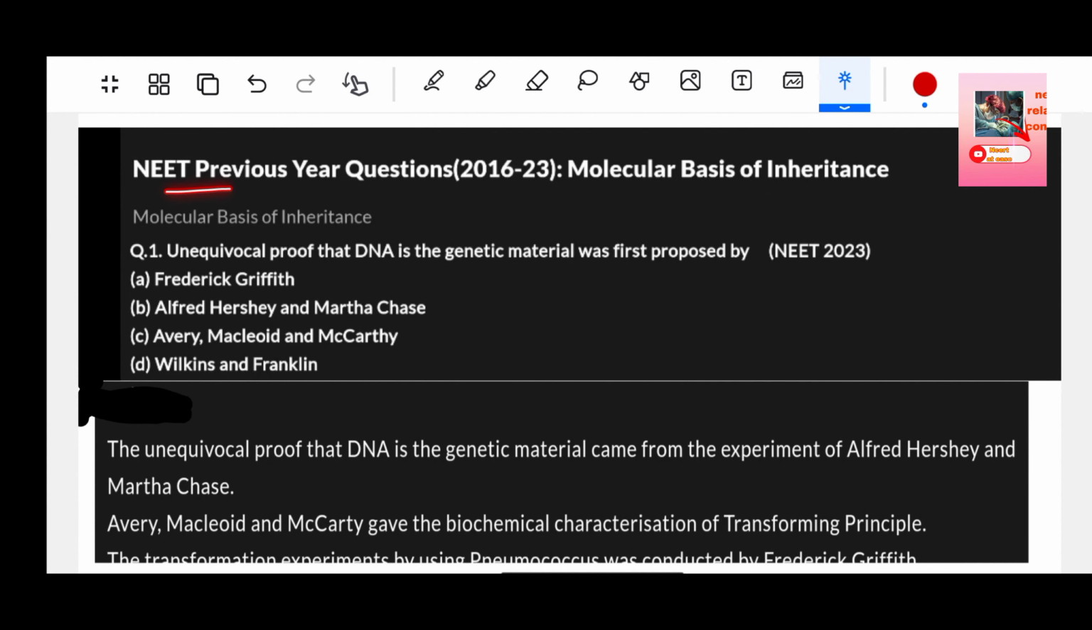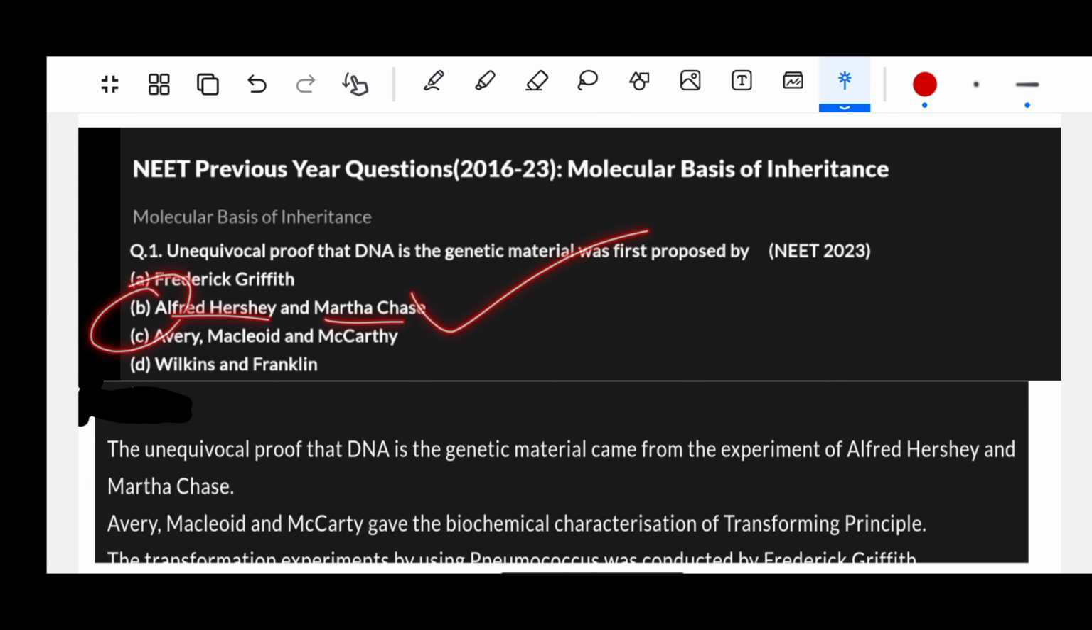Molecular basis of inheritance, previous year questions from 16 to 23. Question 1. Unequivocal proof that DNA is the genetic material was first proposed by. The unequivocal proof that DNA is the genetic material came from the experiment of Alfred Hershey and Martha Chase. So option B, Alfred Hershey and Martha Chase, is the correct answer.